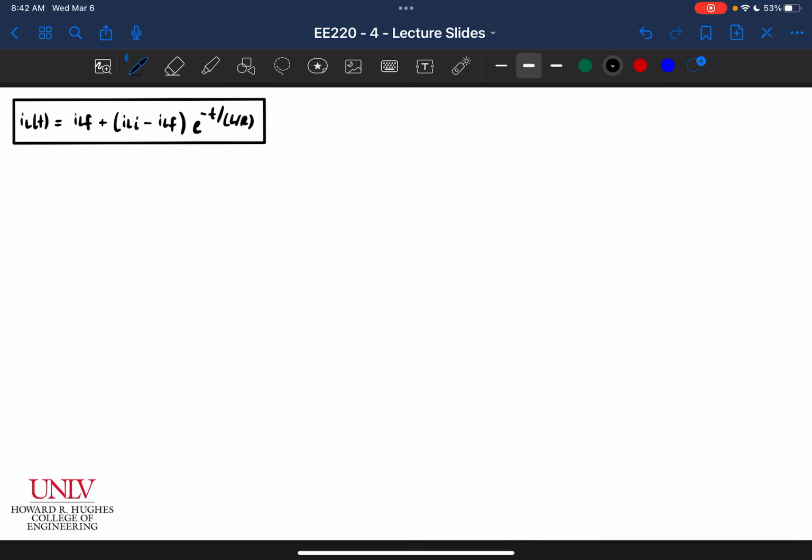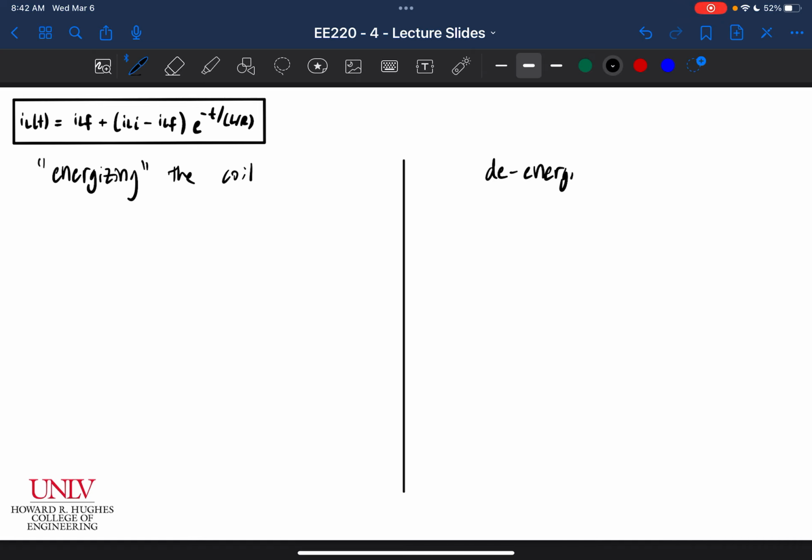And so in the RC circuit case, we broke it down into two cases. We had the charging case and the discharging case. Well, we don't really say charging and discharging for inductors. More likely you'll hear that the coil was energized or de-energized, and so I'll stick with that terminology because that's what I've heard more frequently. I don't think it's common to say charging or discharging.